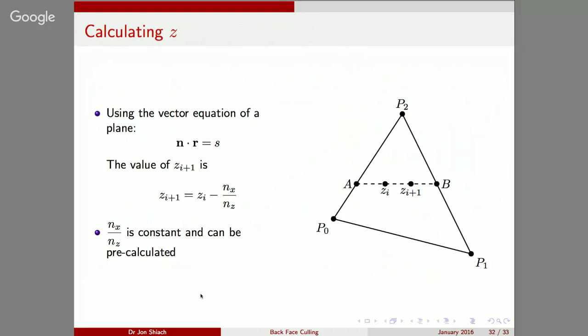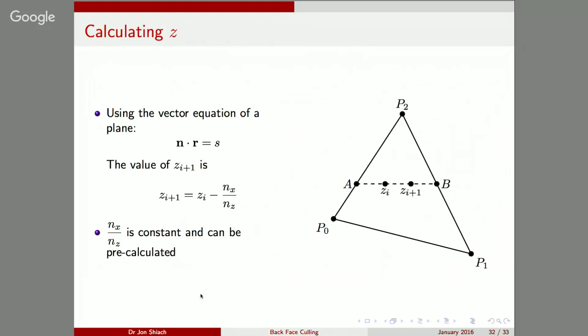N dot R equals S. What is N? The normal vector. What's R? R is any point on that plane. So let's say I've got a plane. There's N. R could be any point on that plane. N dot R equals S, where S is some scalar. For any other point on the plane, N dot that point would also equal S. So that's how we know whether a point is on that plane or not.